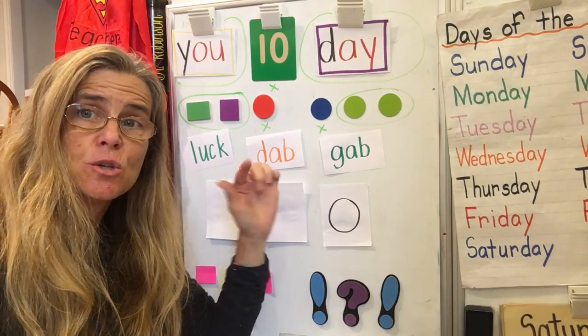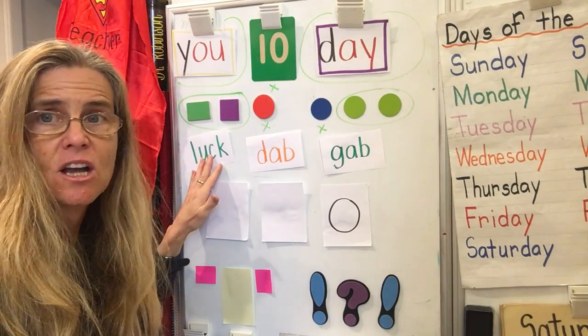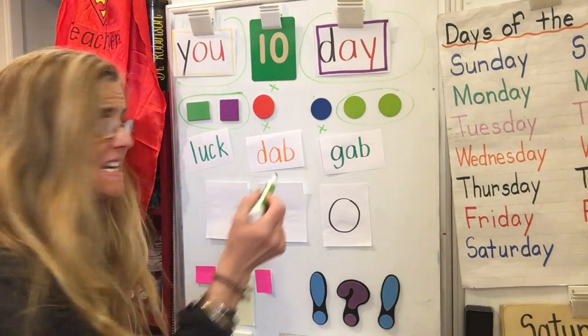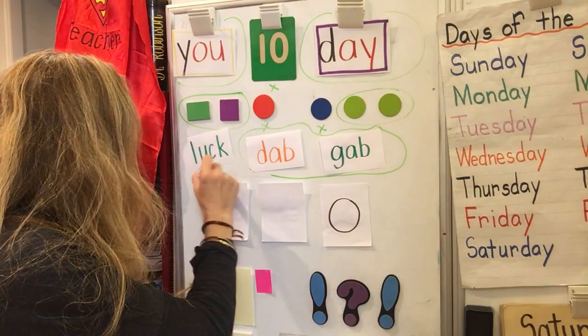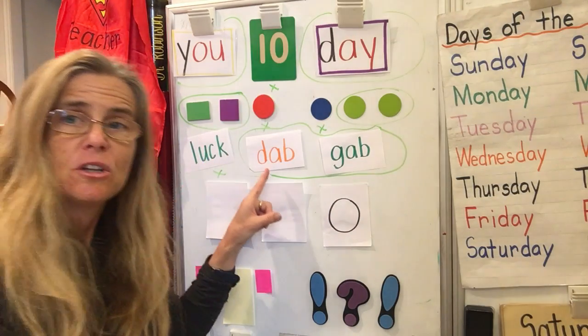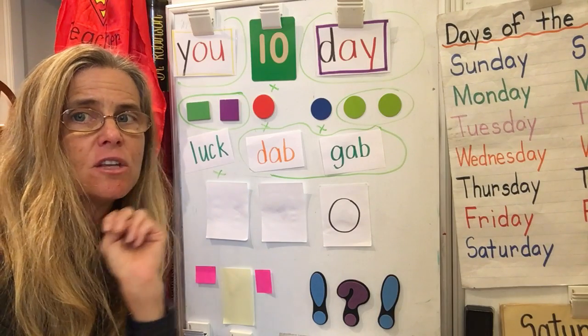Dab, gab. Those 2 words what? Rhyme. They have the same ending sound. Luck does not fit. So from that standpoint, we could keep these 2 and we'd eliminate this one. But look carefully, there's another rule here. Do you see it? It's something that you see.